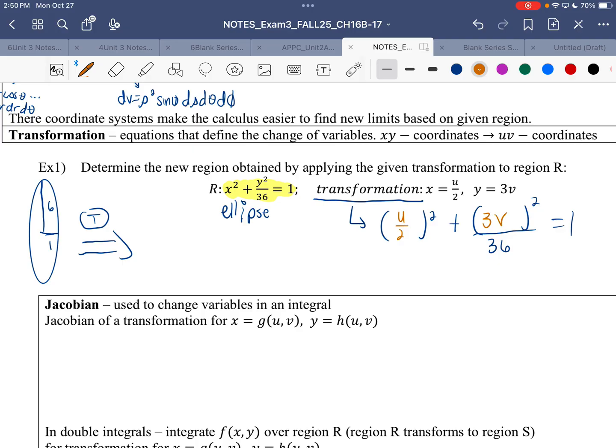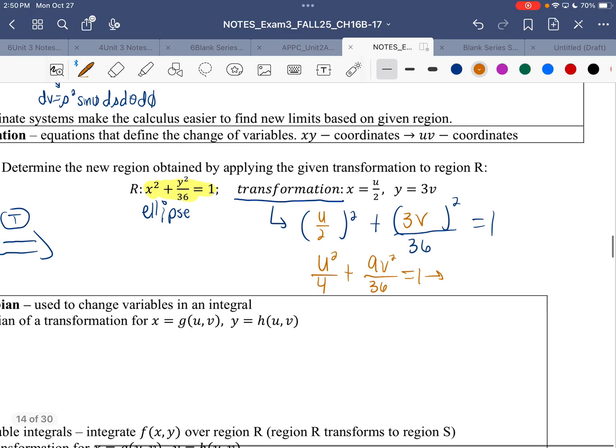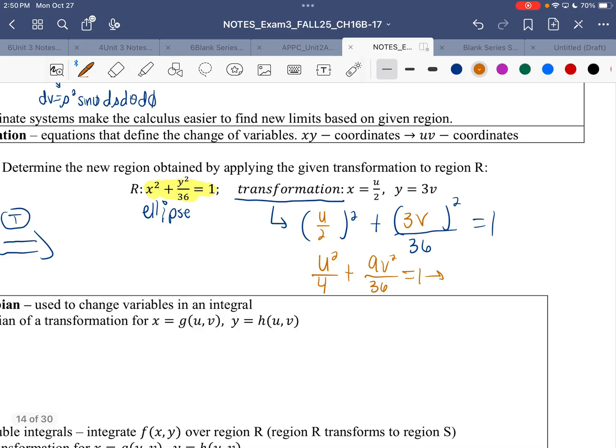So we get u over 2 squared, which becomes u squared over 4. And we have 9v squared over 36. What is 9 over 36 reduced to? 1 over 4. So we could multiply everything by 4.